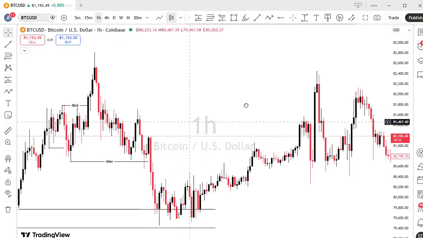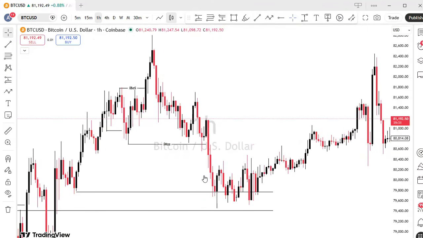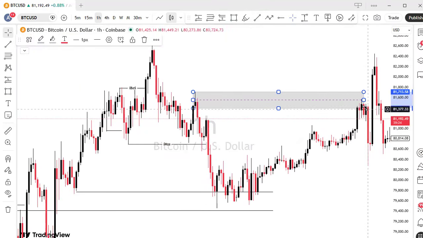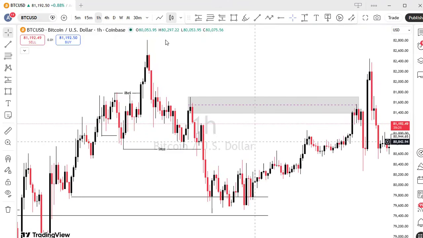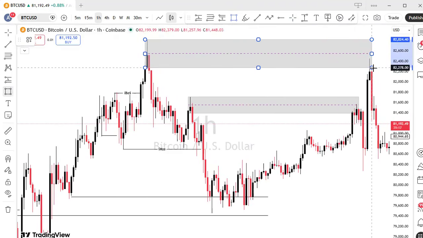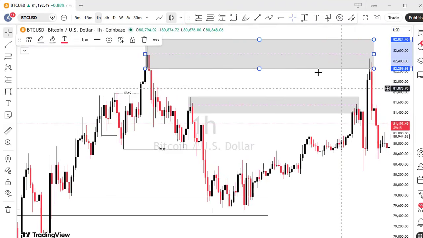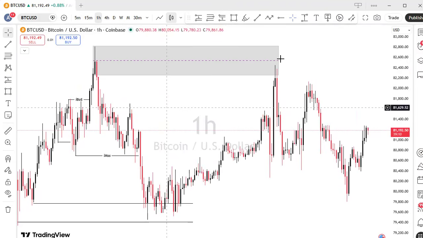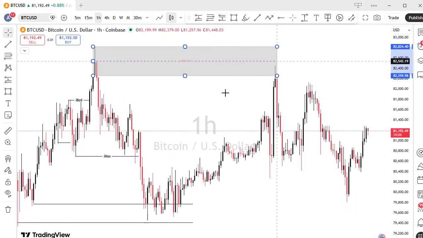So what did the market do? Initially, I had marked this point of interest here. This is where I wanted to sell from, all right? The market came to that zone, but never gave me a confirmation to enter. Later on, the market came to this extreme point of interest, and that is where this pair reacted from. So I can remove this one. The market reacted from this extreme POI.